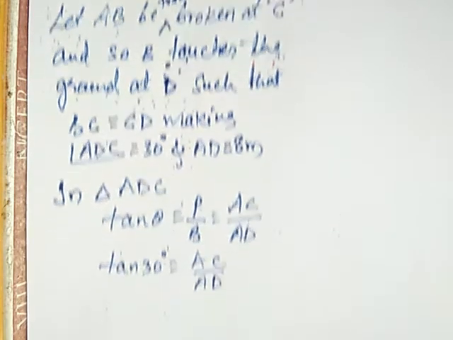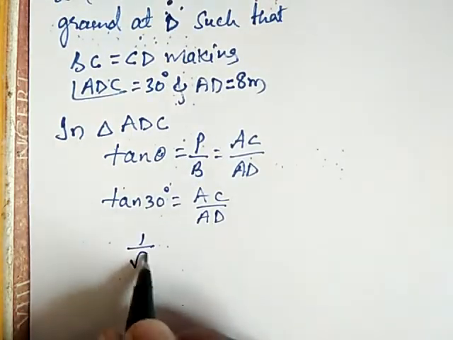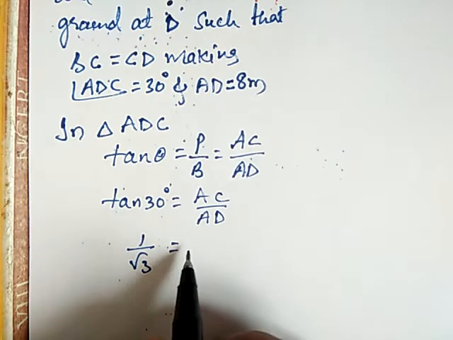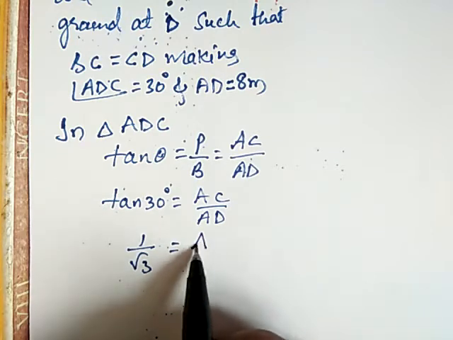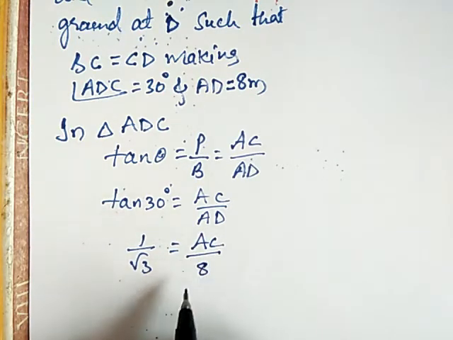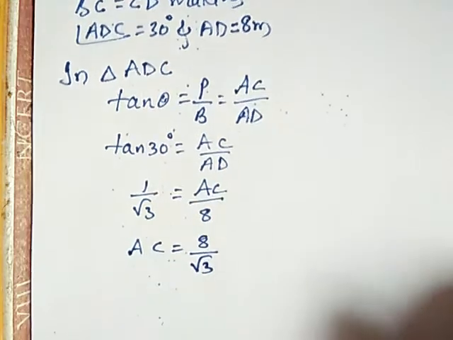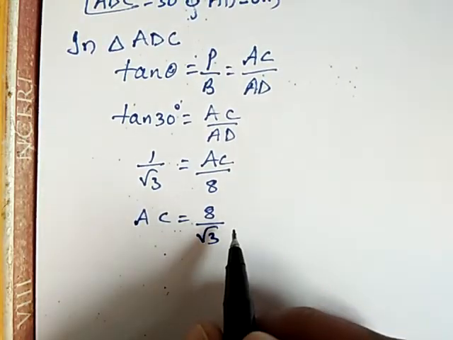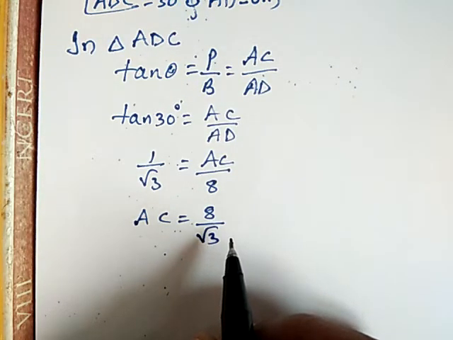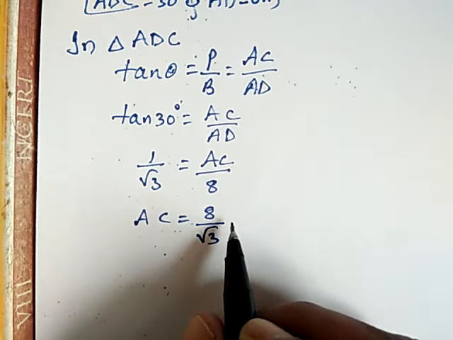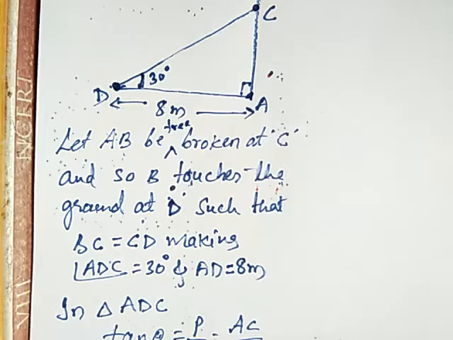But tan 30 is nothing but 1 by root 3, correct, which is equal to AC, which we don't know and need to find, by AD. AD is given already, it is 8. So AC is equal to, if you cross multiply, 8 by root 3 meter. You will get 8 by root 3 meter, correct.